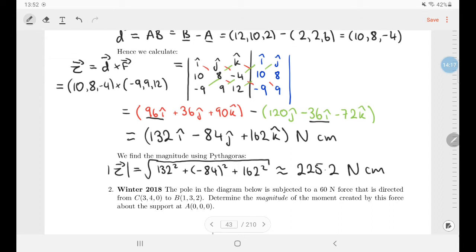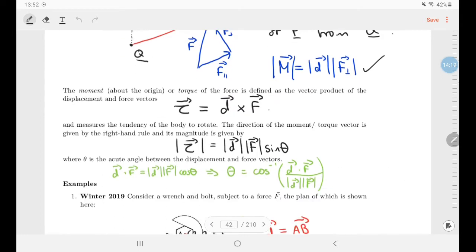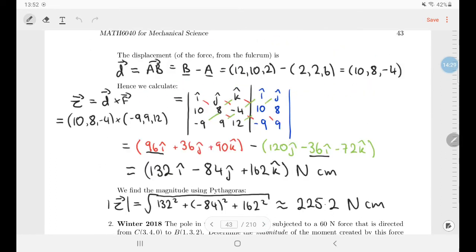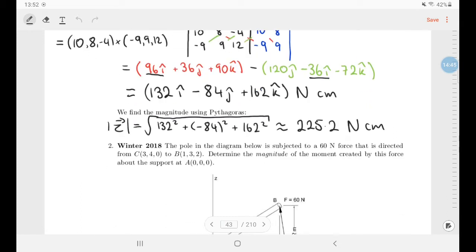There's a few elements here. You have to get that the displacement goes from the pivot to where the force acts. You have to get the order right, that it's displacement cross product with force. You have to know how to calculate the vector cross product. You're putting the first vector in the second row and the second vector in the last row. And then you do this right down diagonals minus left down diagonals business. And then the magnitude is Pythagoras.